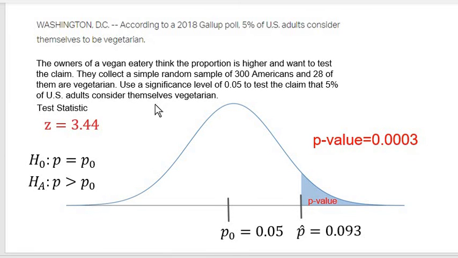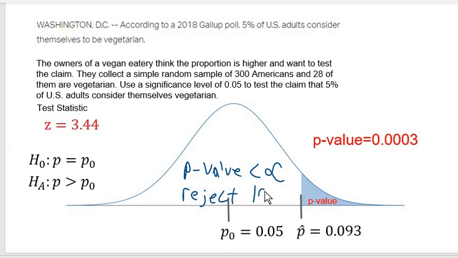All right, this is the second one. So we're trying to test the claim that 5% of Americans are vegetarian, and we are doing this at a significance level of 0.05 once again. So looking at this, my p-value here is 0.0003. So that would lead once again, since the p-value is less than alpha, to the conclusion that I reject the null hypothesis.